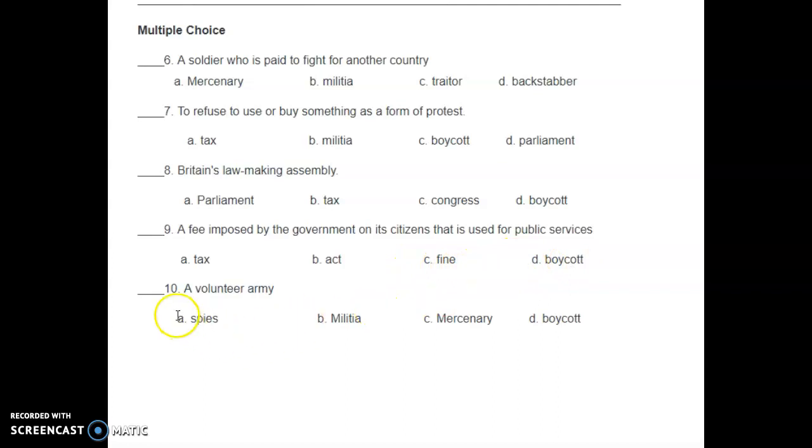D, boycott. Number 10, a volunteer army. A, spies. B, militia. C, mercenary. D, boycott.